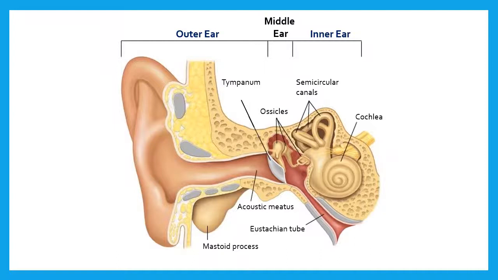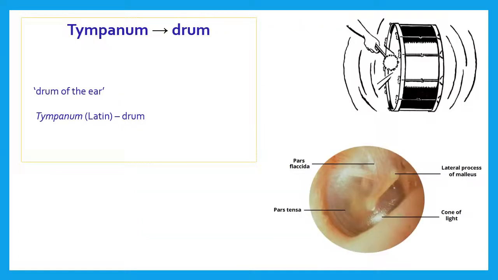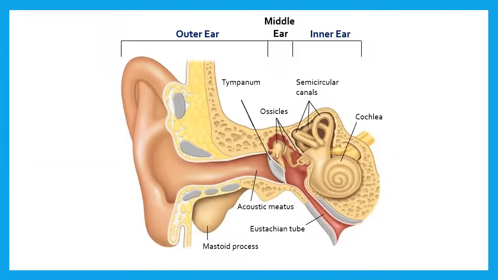The tympanum, or tympanic membrane, is a thin circular layer of tissue that divides the external acoustic meatus from the middle ear. In layman's terms, it is referred to as the eardrum and is derived from the Latin word for drum. This relates to how the tympanum vibrates as a sound wave hits it, like the skin on top of a drum when hit. As we move into the middle ear, we come across three little bones called the ossicles.